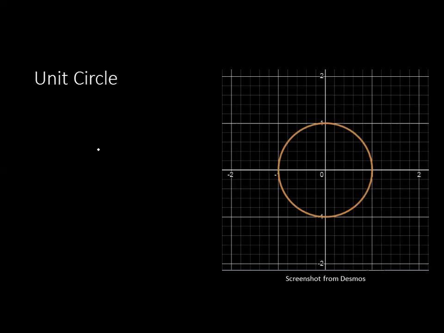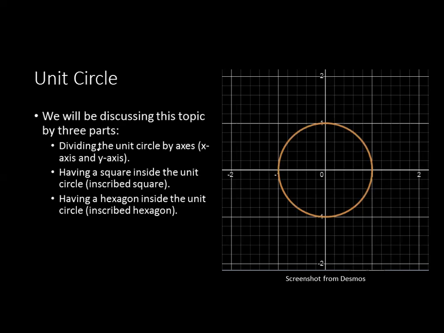So here, there are 3 things that we will discuss. First, what if we divide the unit circle by axis? Second, what if we have an inscribed square, meaning a square inside the unit circle? And last but not the least, what if we have an inscribed hexagon, or in other words, a hexagon inside of this circle? All right? So with that in mind, let's now begin at this first part. What if we divide the unit circle by axis?